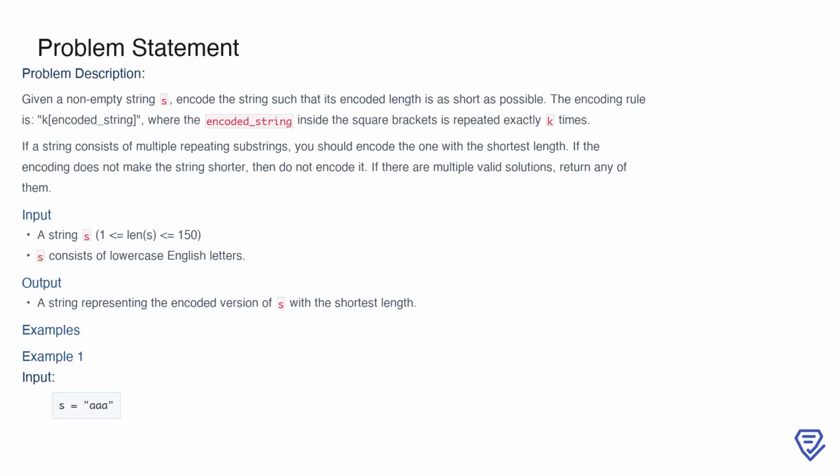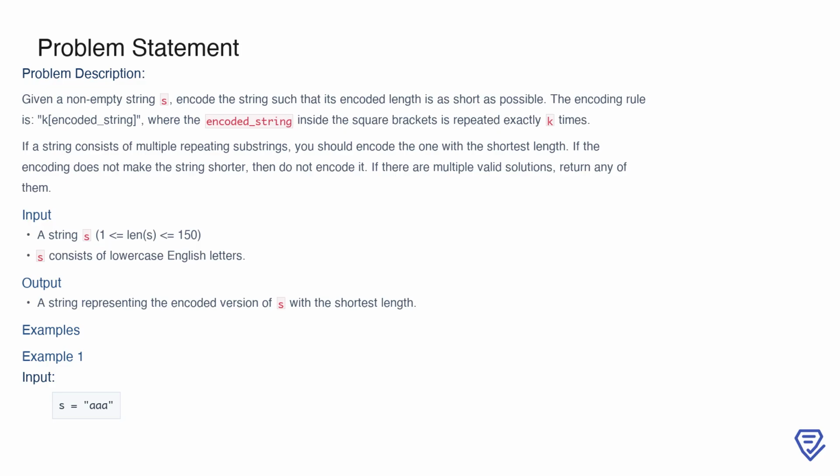This problem focuses on encoding a given string to achieve the shortest possible length. The encoding format is defined as k[encoded_string], where the substring inside the brackets is repeated exactly k times. For example, the string aaa could potentially be represented as 3[a]. However, the goal is to ensure that the encoded string is shorter than the original. If there are multiple encodings of the same length, any valid one can be returned.